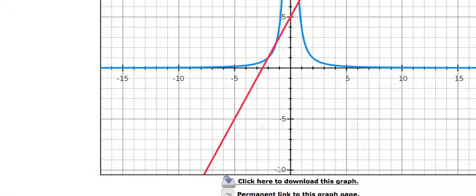You can just about see it. It's just a bit of bad luck. It's not quite in the shot. It's just about. The red line is y equals 2x plus 5, and the blue line is 4 over x squared. And you can see it crosses in 3 points.